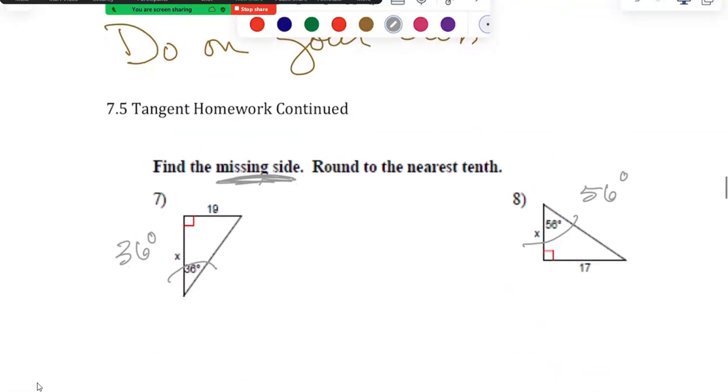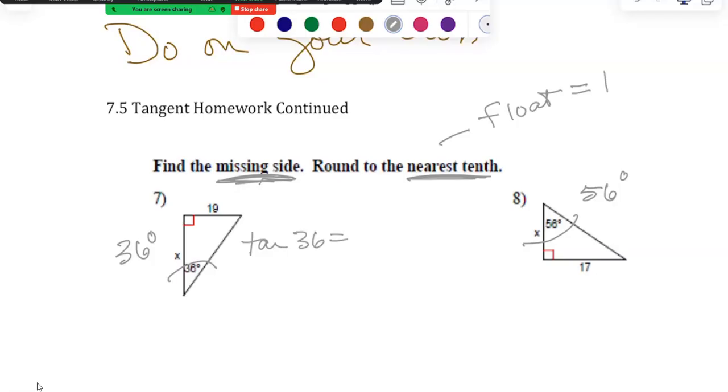So when you're going to use tan, you're going to solve for the missing side and round to the nearest tenth. That means float equals 1. I'm going to do the first one. Tan of 36 equals opposite over adjacent. Opposite is 19. Adjacent is x. Put it over 1. Cross products. 19 times 1 is 19.